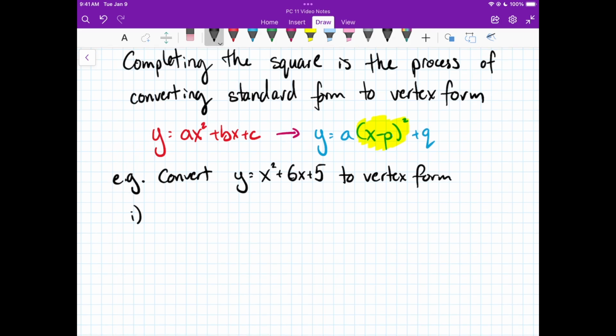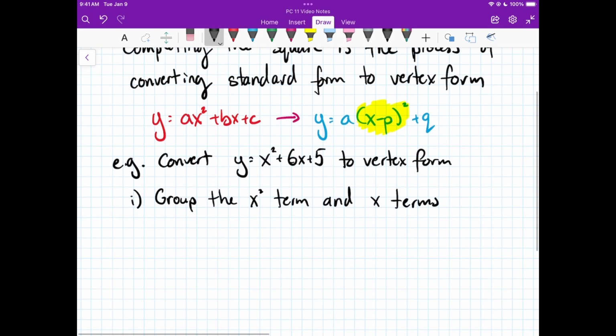The first thing we want to do is group up those first two terms, so our x squared term and our x term. We're going to do that with some brackets. So we would have something like y equals, again, x squared plus 6x plus 5. But we're going to put brackets around the first and second term, like so. It's a really easy, basic step.